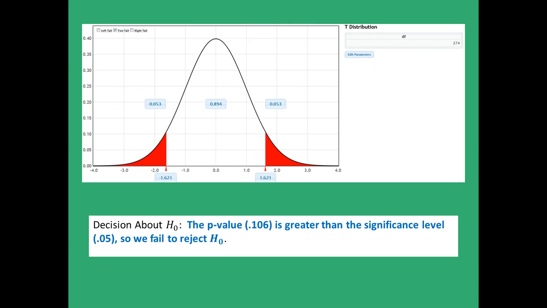There is the p-value, 274 degrees of freedom in the upper right. I have two tail checked in the upper left, and StatKey only accepts the cutoff to 3 places, so I have it as 1.621, and you end up with a p-value of 0.106 because either you're doubling that right tail of 0.053 or you're adding the left and right tails together. Either way, you get the 0.106, which is greater than 0.05, the significance level, so the null hypothesis should not be rejected here.